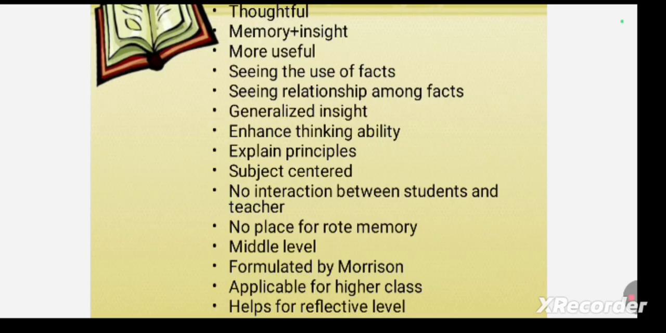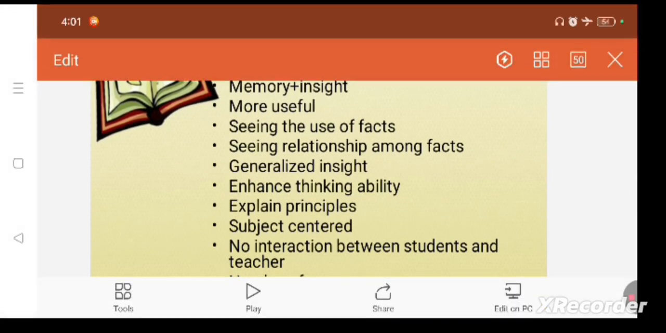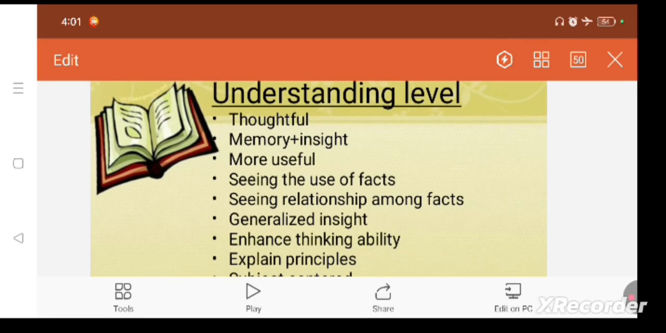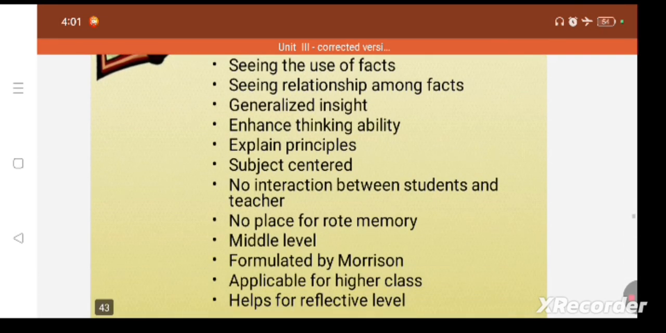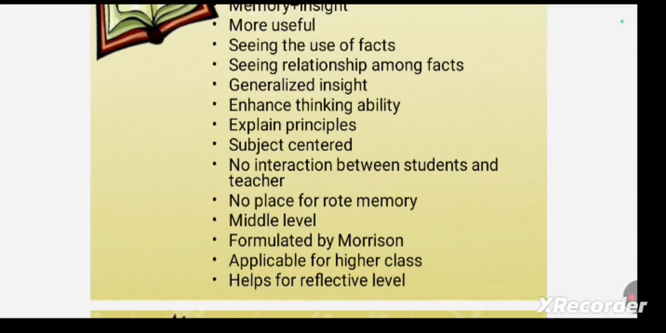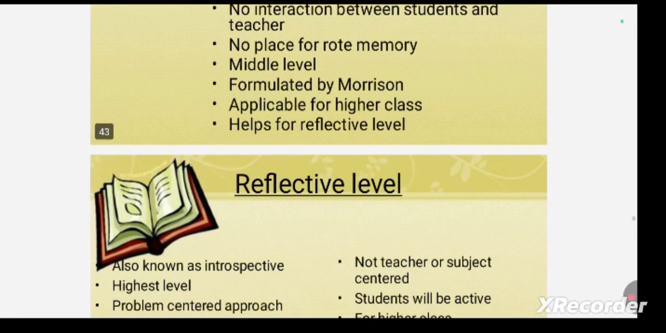In this understanding level, the students can easily interact with the teachers. The teachers and the students can understand and interact with each other, whereas the memory level completely depends on the teacher, and hence it has been called teacher centered. This understanding level is subject centered, because there is no place for rote memory, they have to understand. As I said, the memory level was formulated by Herbert, but this second one, the understanding level, was formulated by Morrison. Please remember, guys.